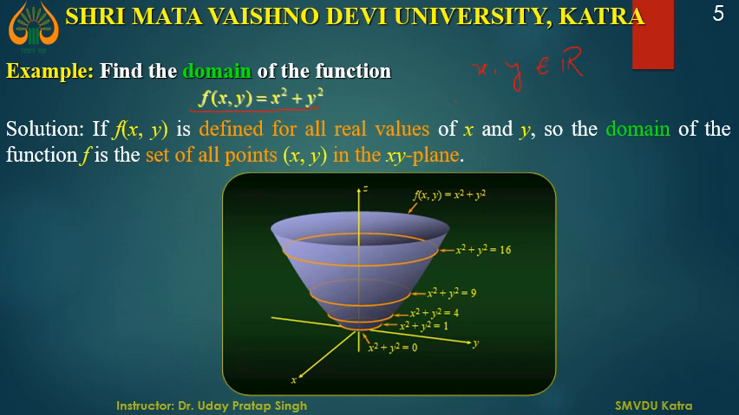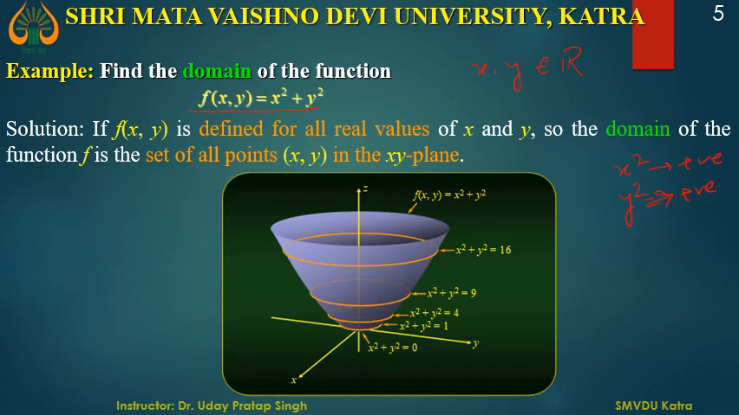What is x square? If x is a real number, then x square is a positive number. And what is y square? Y square is a positive number. Then the sum of two positive numbers is a positive number. It means the RHS is always a positive number if x and y are real numbers.